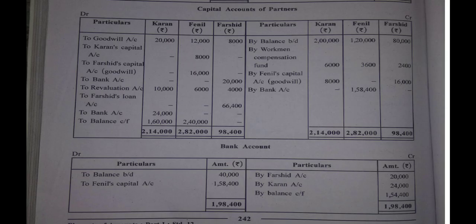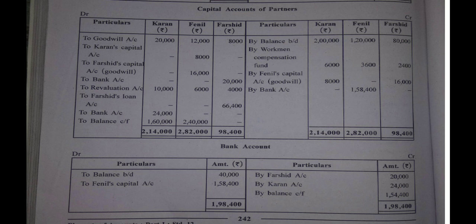This loss is to be transferred to the partners' capital accounts on the debit side. You can see the partners' capital account debit side to revaluation account, which is 10,000, 6,000 and 4,000. This is the amount of loss transferred from the revaluation account. If it was profit, it would have been transferred on the credit side. It is loss here, and so the amount has been transferred on the debit side of the partners' capital accounts from the revaluation account. Hope you all are able to understand.